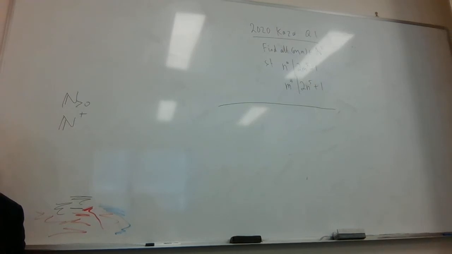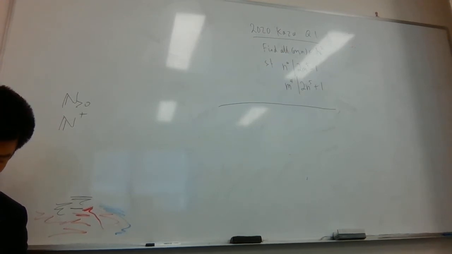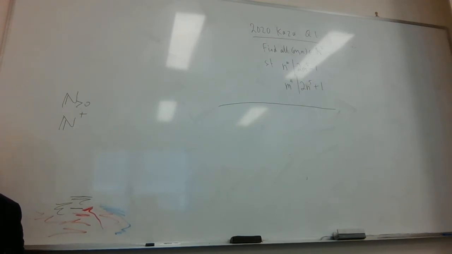It's changing though. So how would 2n to the 5 plus 1 be a square?